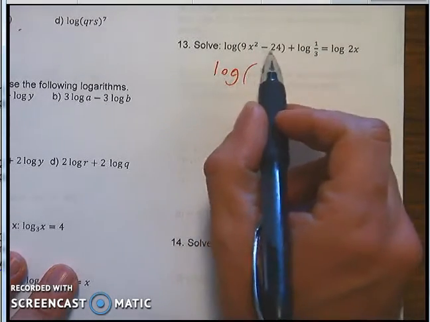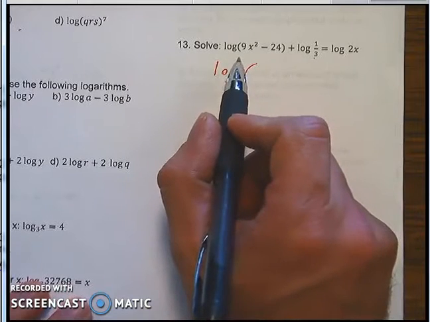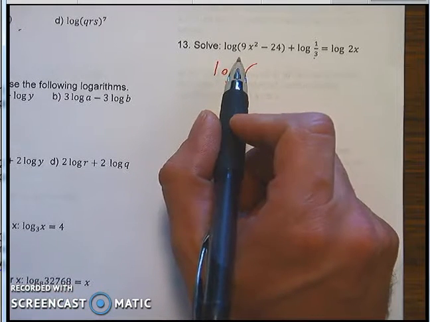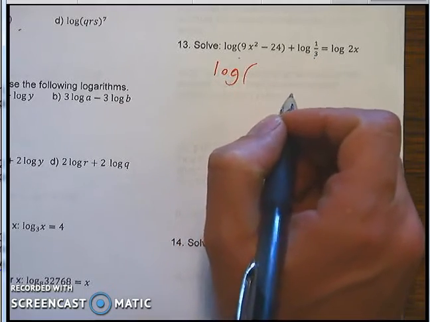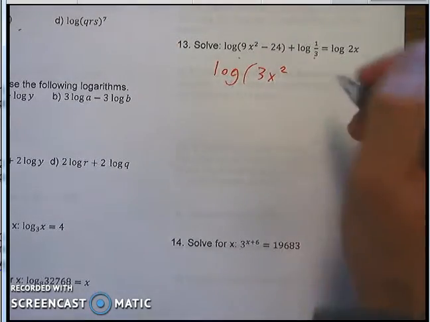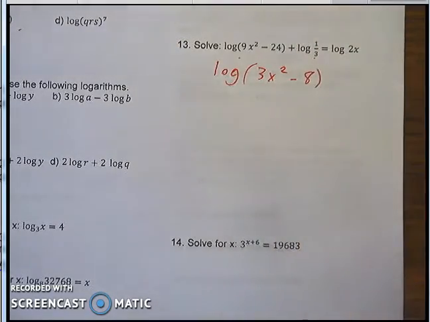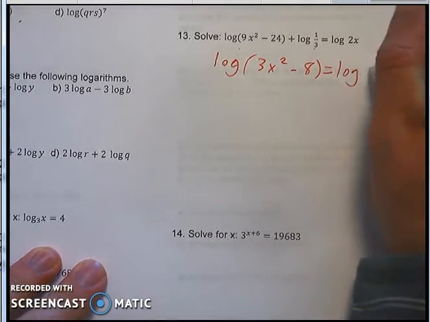So 9x squared minus 24 times 1/3. So 1/3 times 9x squared. 9x squared times 1/3 is 3x squared. Negative 24 times 1/3 is negative 8. So I just multiplied those together. 9x squared minus 24 times 1/3. And that's going to equal log 2x.